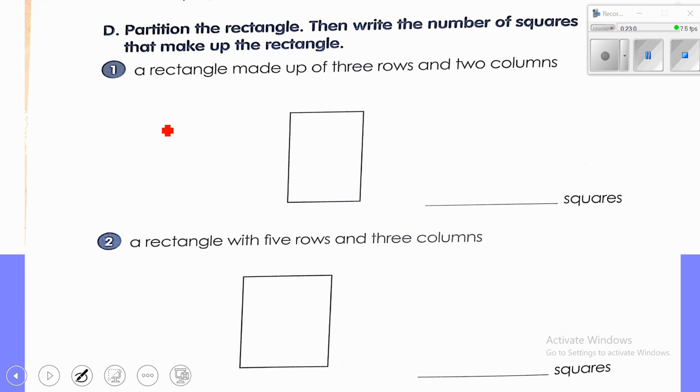Here you also have to partition these 2 rectangles. Here we have 3 rows and 2 columns. 3 minus 1 is 2, 2 minus 1 is 1. So it is 1 line up and down and 2 lines side to side. Here is 5 rows and 3 columns. So it's 5 minus 1 is 4 lines and 3 minus 1 is 2 lines.